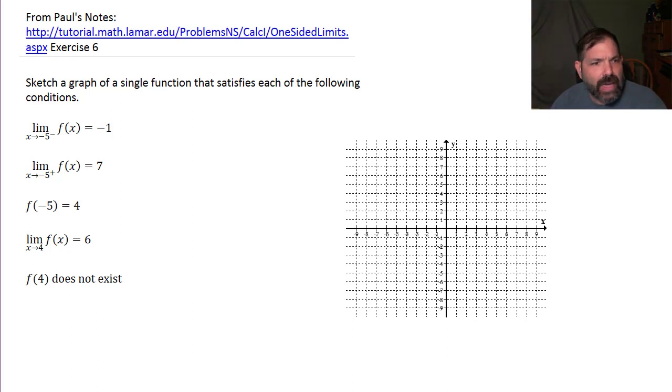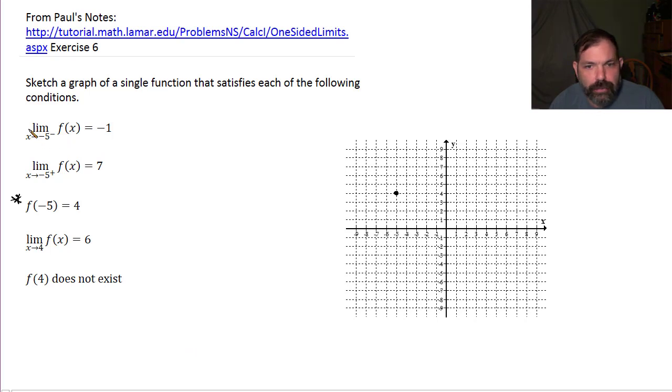I'm going to start right here. We're told that f of -5 equals 4. So that means I have a solid point. I have at least one point on the curve. If f of -5 equals 4, that means the curve has a solid point at -5, 4. I know that much.